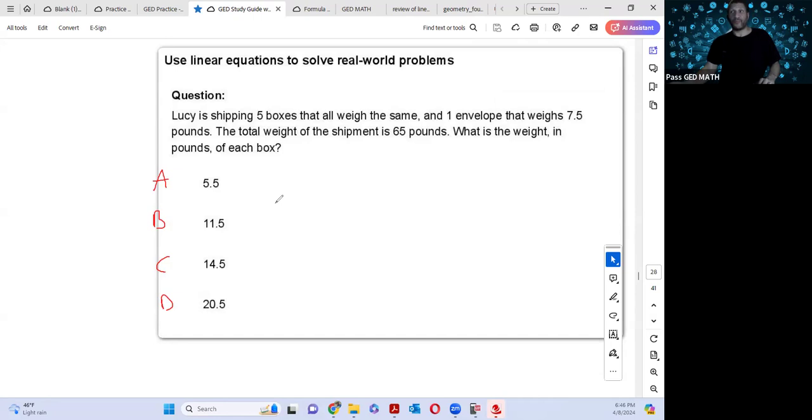What's your answer? Lucy is shipping 5 boxes that all weigh the same. In one envelope that weighs 7.5 pounds, the total weight of the shipment is 65 pounds. What is the weight in pounds of each box? I want you to tell me is the answer A, B, C, or D. I want you to send me the answer. Send only me. So don't send everybody. When it's in the chat, say send to, change to my name. Then send your answer. A, B, C, or D. What is the weight in pounds of each box?